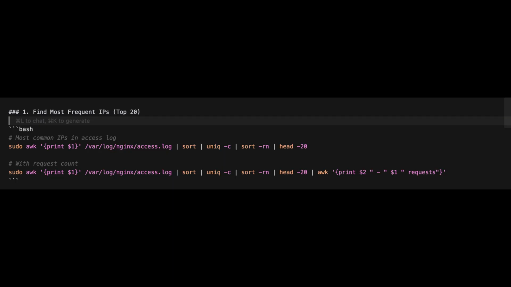My server uses nginx, so the visits are in the access log. I used a command that counts how many requests each IP made and showed the top 20. That told me which IPs were hitting the site the most.